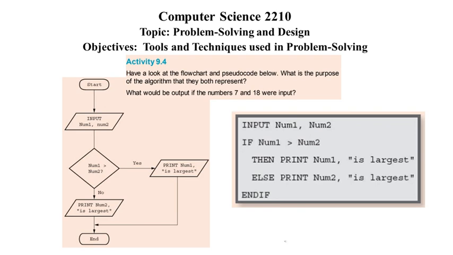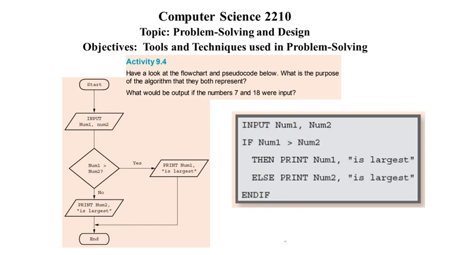The second part is what would be the output if the numbers 7 and 18 were input. They are asking that in the flowchart you can see we have asked for num1 and num2 from the user. So if the user inputs 7 as num1 and 18 as num2, let's put these values in the decision box. Num1 is greater than num2. Is this true? This is not true, this is false. So the decision box will traverse through the no option, and the output would be num2 is largest.